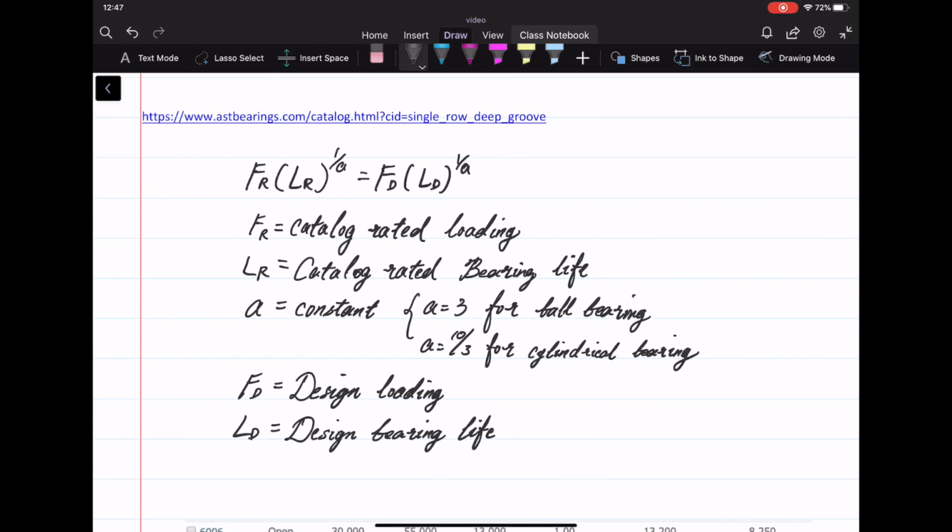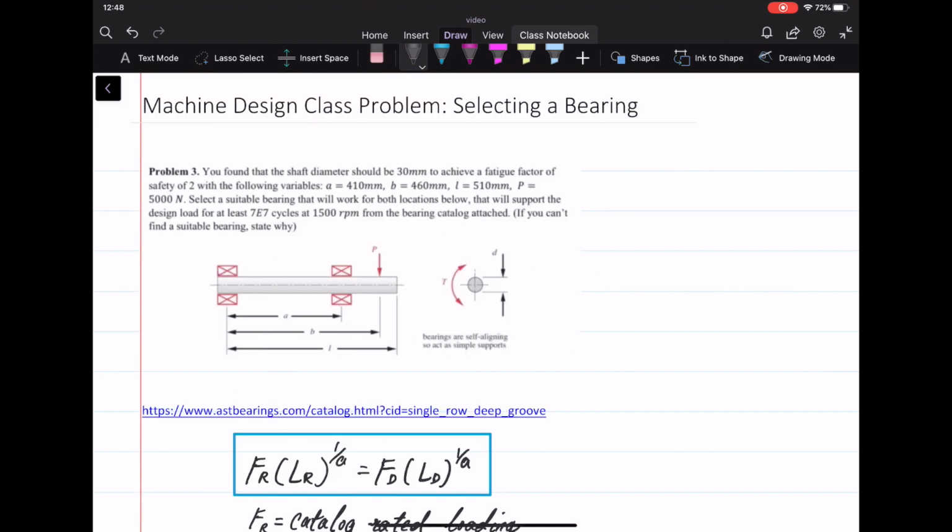Okay, I'm going to draw this box right here. This is the equation we want to use to select a bearing. You found that the shaft diameter should be 30 millimeters to achieve a fatigue factor of safety of 2 with the following variables: A equal to 410 millimeters, B equal to 460 millimeters, L equal to 510 millimeters, P, which is the force, equal to 5,000 Newtons.